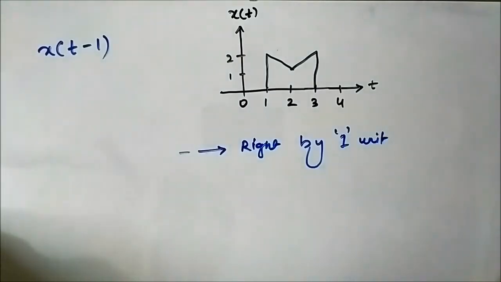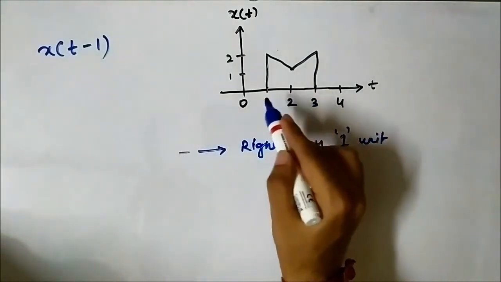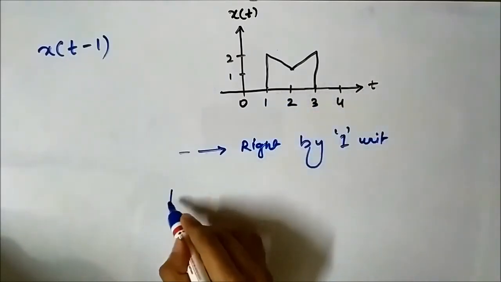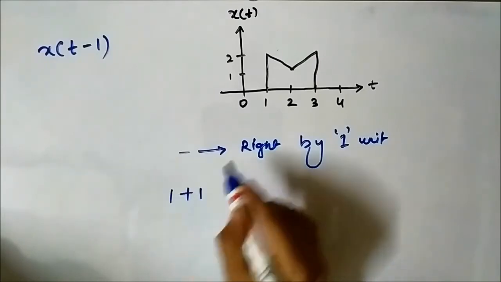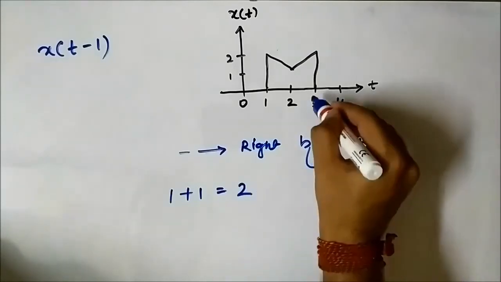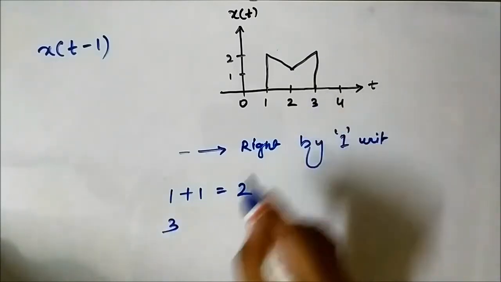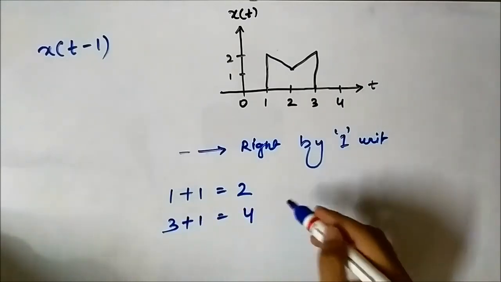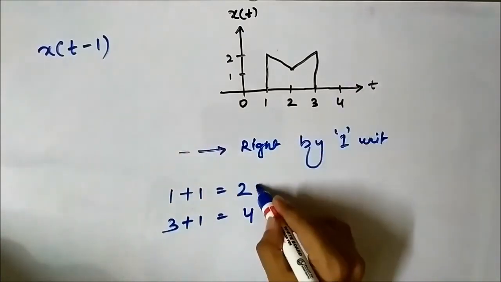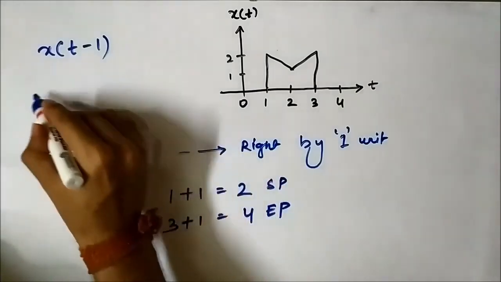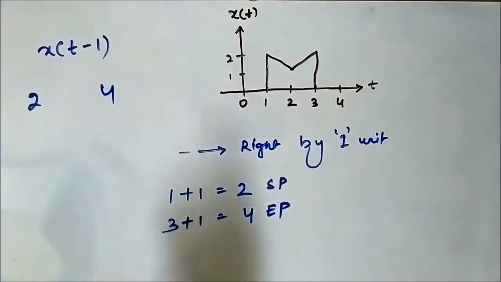Again we will use the same approach. We will take the starting and ending points of the signal, which are 1 and 3. We will add 1 to the starting point, 1 plus 1, which is 2, the new starting point of the signal. And we will take the ending point 3 and also add 1 to it, which gives us 4, the new ending point of the shifted signal. So the new starting point is 2 and the new ending point is 4. Let us do the shifting.